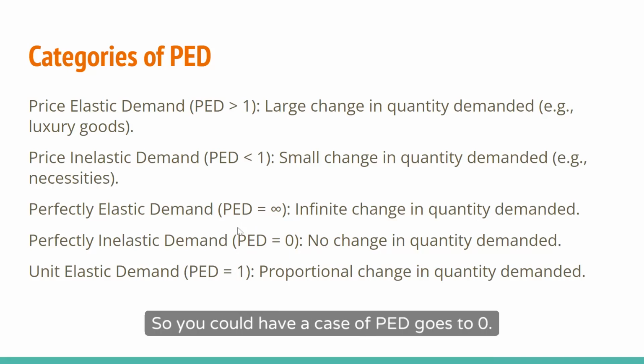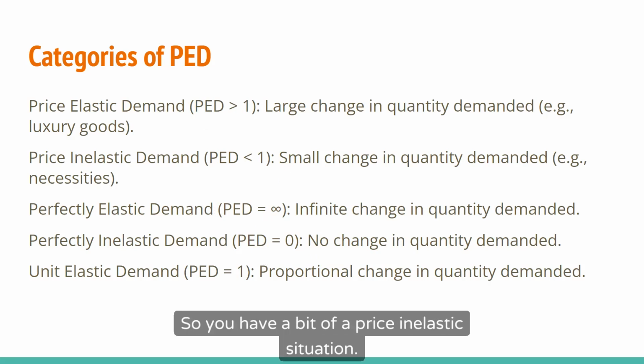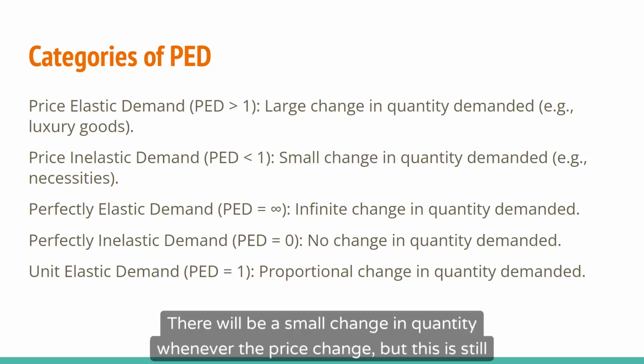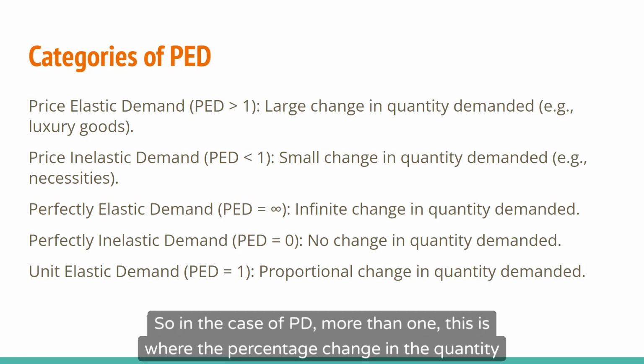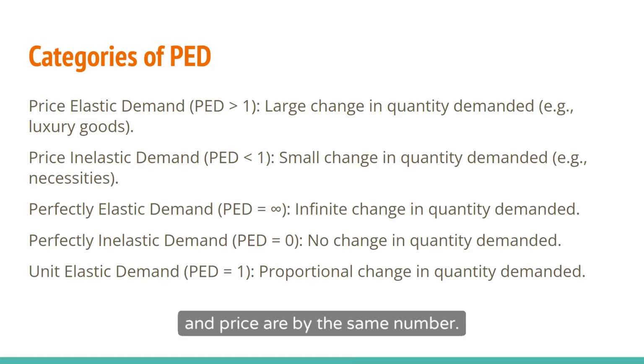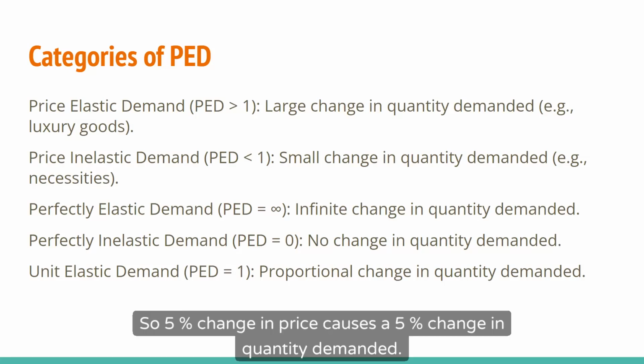So you could have a case of PED going from 0, then later on it will be less than 1, right? So you have a bit of a price inelastic situation. There will be a small change in quantity whenever the price changes, but this is still quite small, right? And then after that, from less than 1, it goes on to more than 1. So in the case of PED equal to 1, this is where the percentage change in the quantity and price are the same number, right? So a 5% change in price causes a 5% change in quantity demanded.